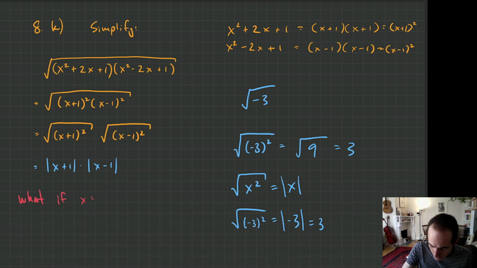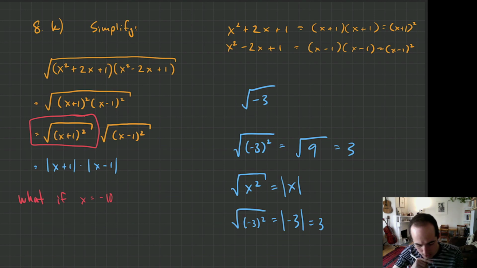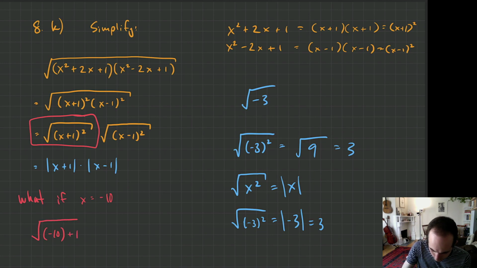x was equal to negative, let's say negative 10. Okay, let's take a look, and let's just focus on this portion here, just to make the numbers nice and easy. So let's say that x was negative 10, then we would have the square root of negative 10 plus 1 squared. We would take the square root of it. Well, let's see what that's equal to.